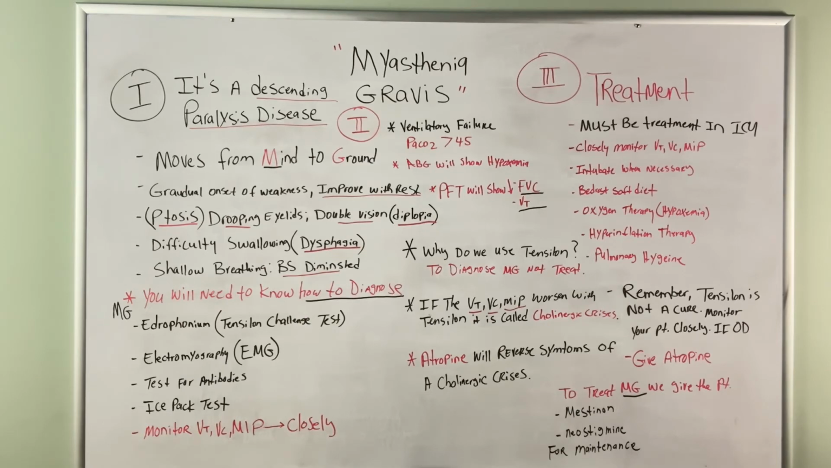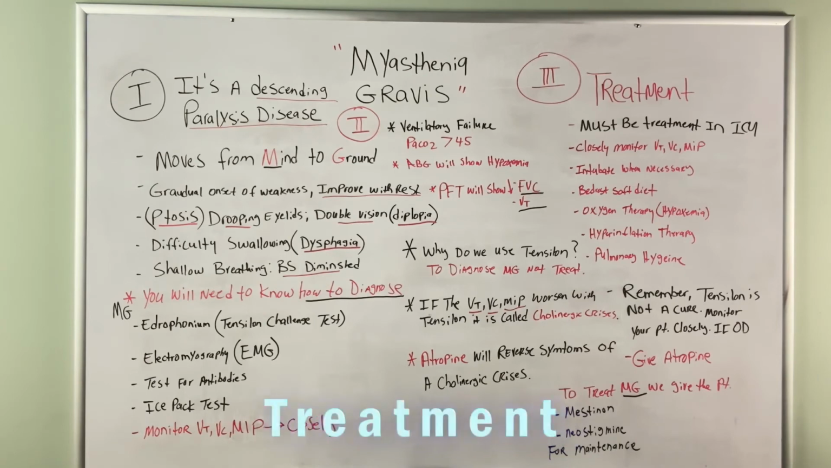If the tidal volume, vital capacity, or MIP worsens after you administer Tensilon to your patient, this is called a cholinergic crisis, in which the patient has actually had an overdose. But do not fear, because in this case we give them atropine, which will reverse the symptoms of a cholinergic crisis. Now, for maintenance treatment to help patients with myasthenia gravis, we give them Mestinon or neostigmine. These drugs help manage their disease process, and we'll talk about that more in a minute.